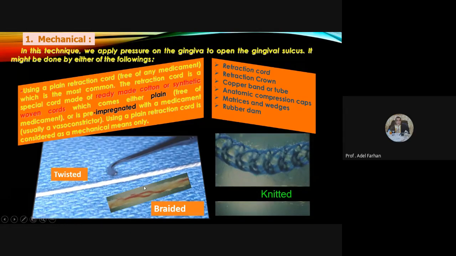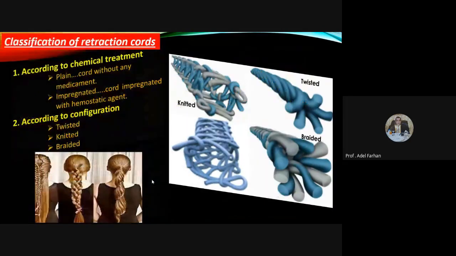طبعا هذه different types of retraction cord هسه بنشوفها بالclassification: braided, twisted, knitted, these are according. Now later on we will see it. Okay. طبعا retraction cord have different classification.